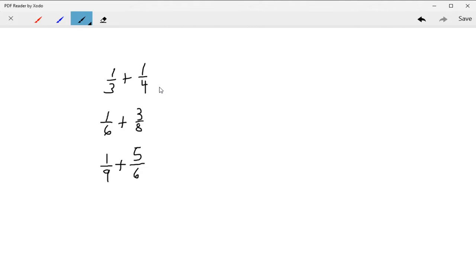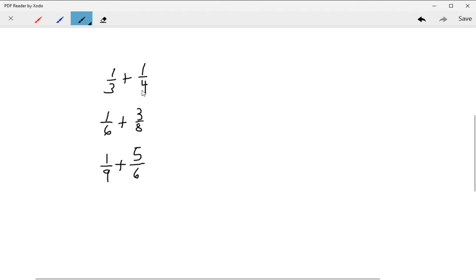What they mean by least common denominator is basically a multiple of both denominators, and it's the smallest multiple of both denominators. That way you can add up the fractions with the smallest numbers possible.